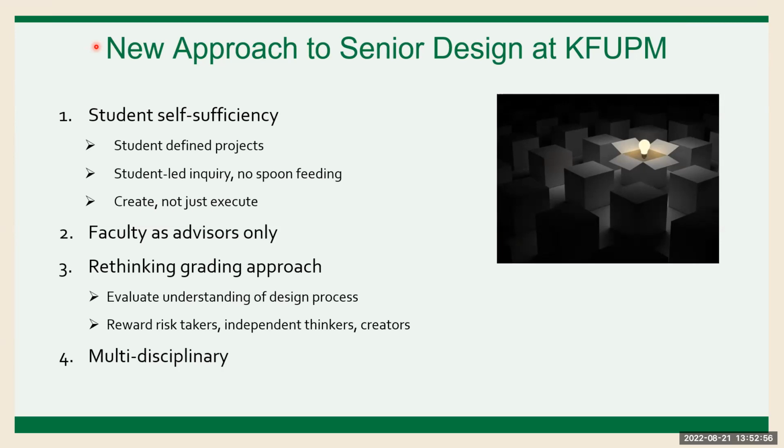What are the things that maybe we could do better to prepare our students to be more successful in the new Saudi Arabian economy? And those things that were articulated are 4. The first one is student self-sufficiency.